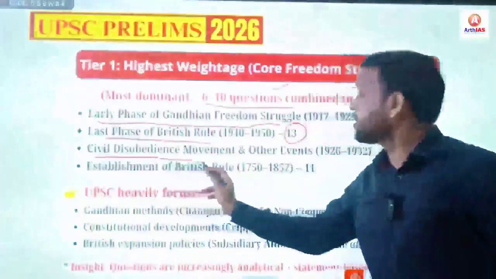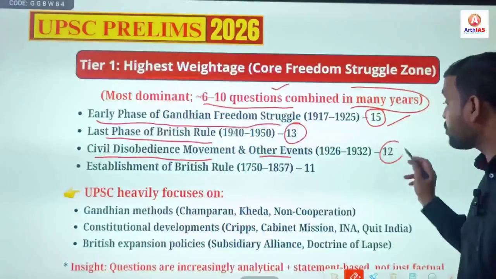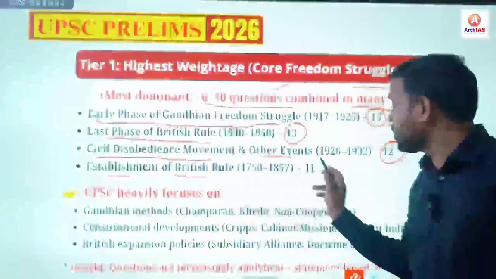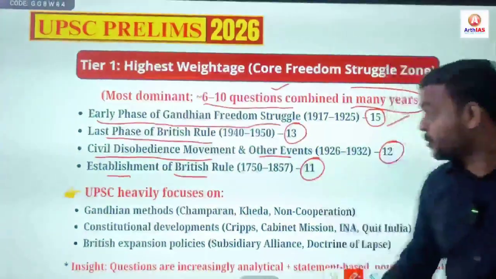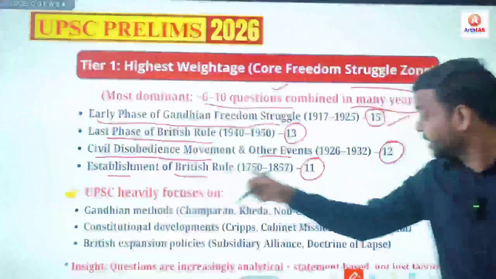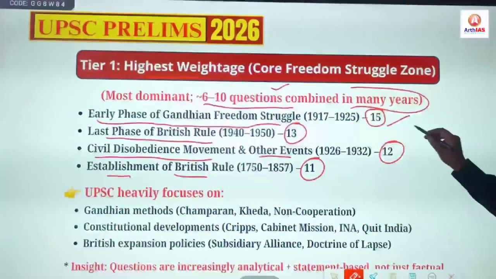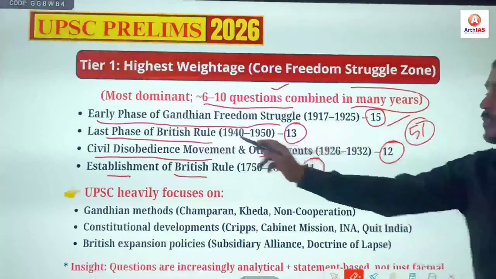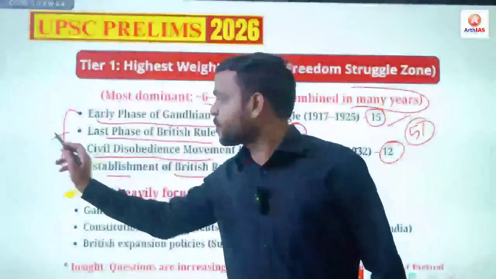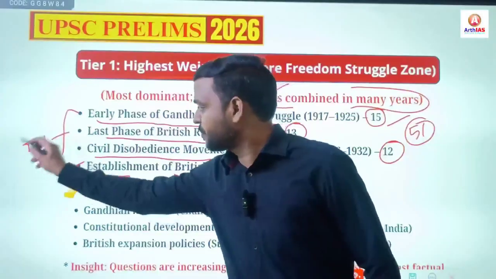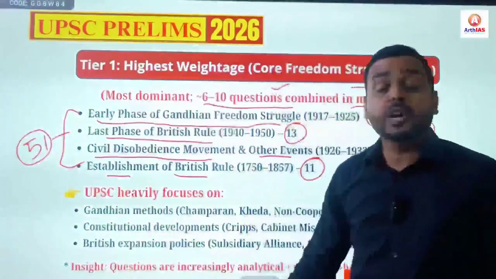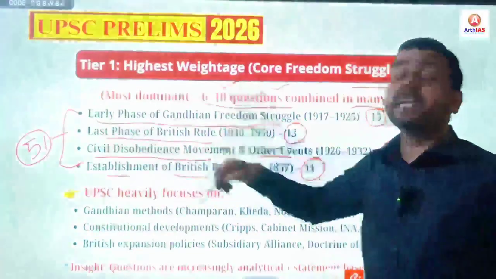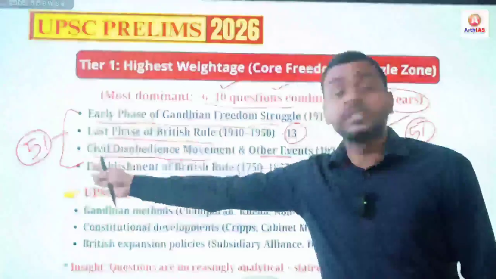Third is the civil disobedience movement and other events, 12 questions from this topic. Last, establishment of British rule, 11 questions. So combined, from only 4 topics, you can add up 51 questions that have been asked in the last 15 years. So approximately 3 to 6 questions, or even sometimes 6 to 10 questions, have been asked from these 4 topics only.